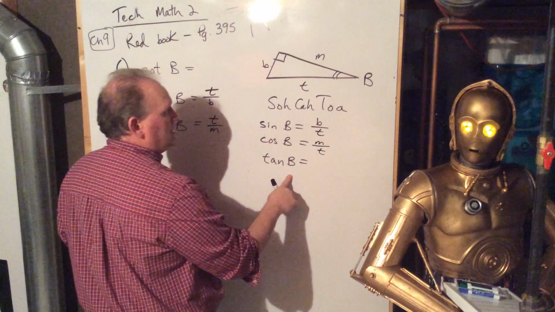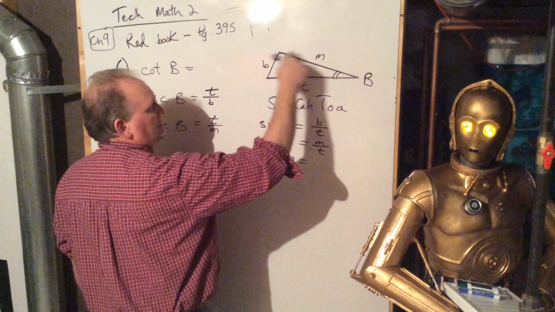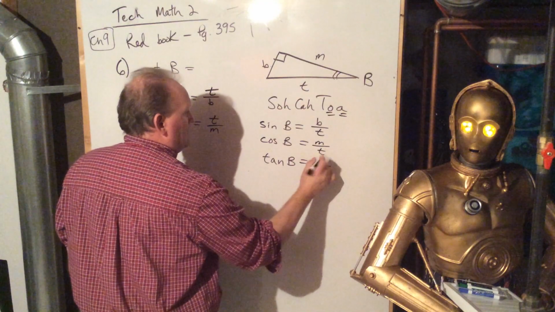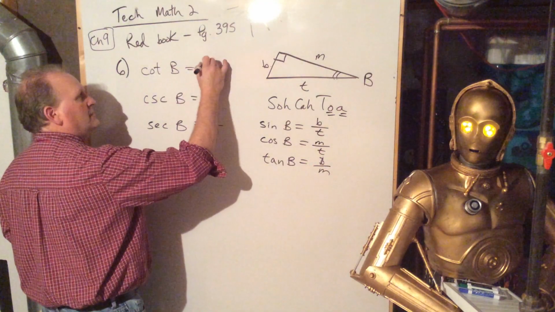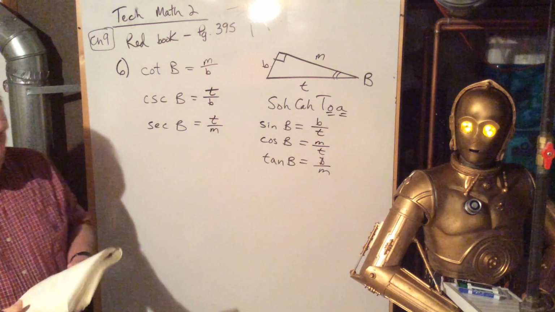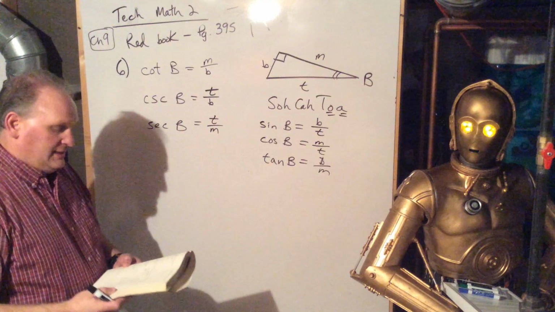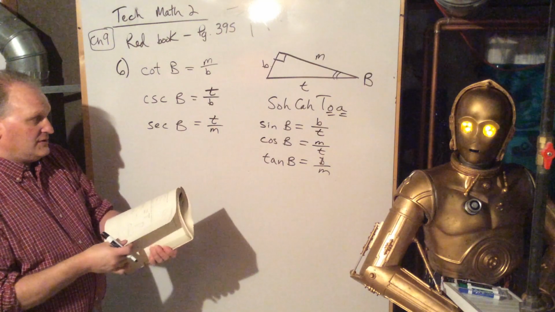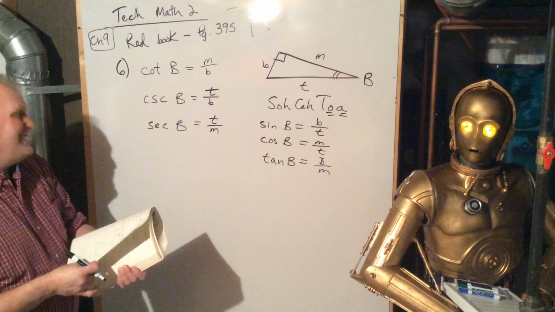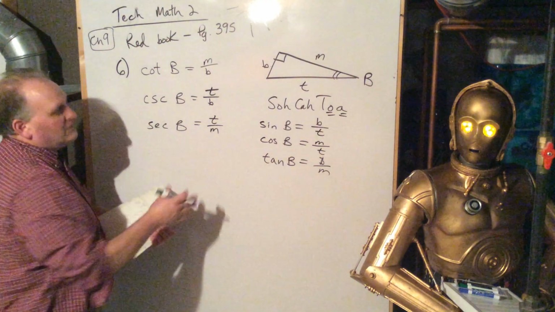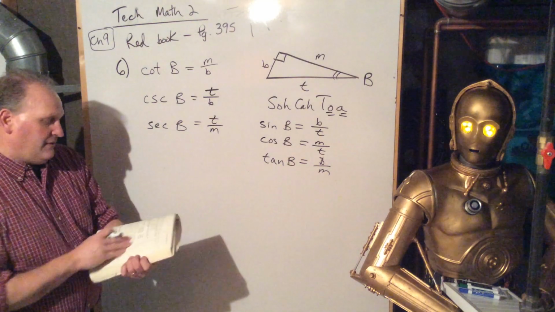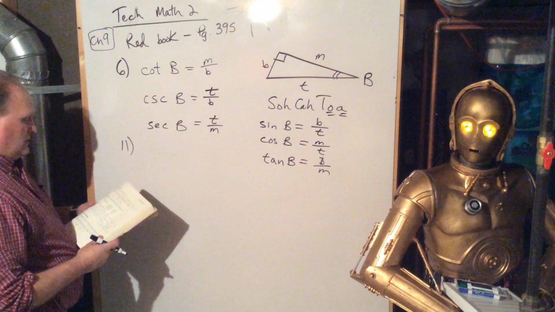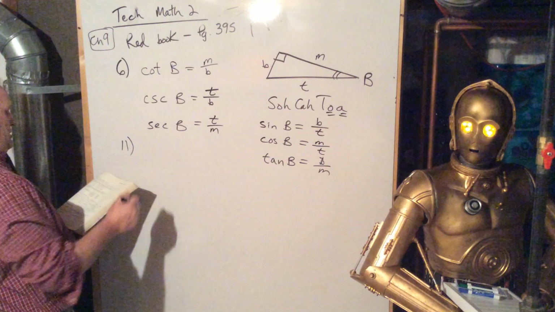And then tangent of B is the opposite over the adjacent, the OA, opposite over adjacent. So B over M. And then if we flip-flop that around, that's M over B. And so cotangent, cosecant, and secant are all just called the inverse functions of sine, cosine, and tangent. So often we'll talk about the 6 trig functions from right triangle trig, and these would be the 6. All right?